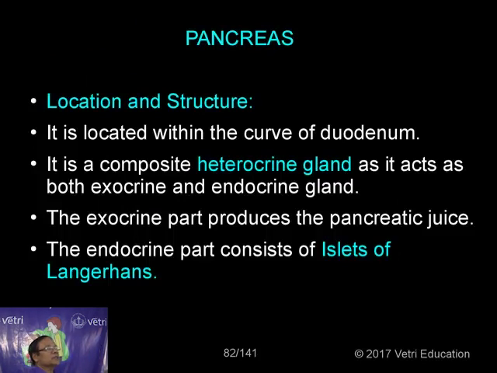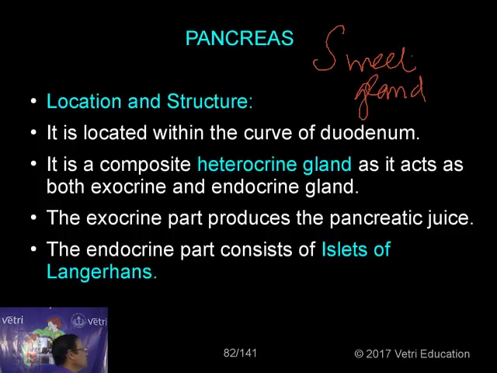Now the pancreas. It is called a sweet gland, a mixed gland, a heterocrine gland. It is a sweet gland because it secretes two hormones controlling the blood sugar level. It is located along with the pancreas, and it is a mixed gland because it contains both enzyme-secreting cells as well as hormone-secreting cells. Hence it is called heterocrine. Heterocrine means mixed.